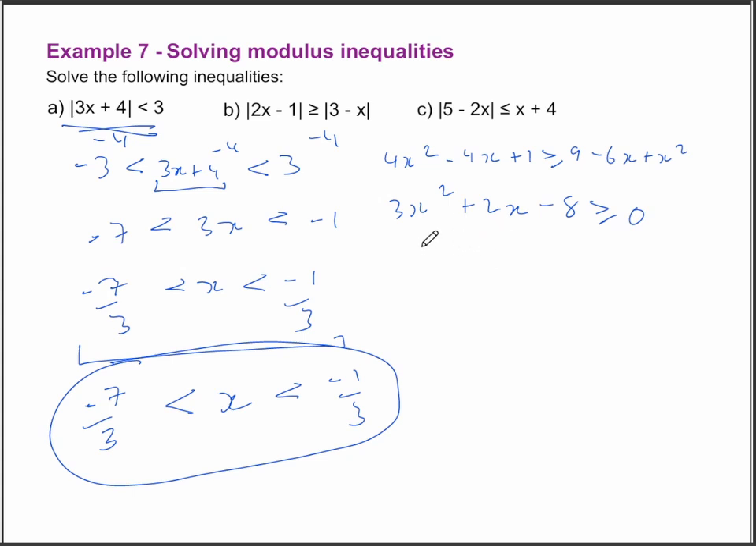Remember how to solve this. You find the answers first. So 3x squared plus 2x minus 8, solve this equals to 0. And we get that x1 is 4 over 3 and x2 is -2.